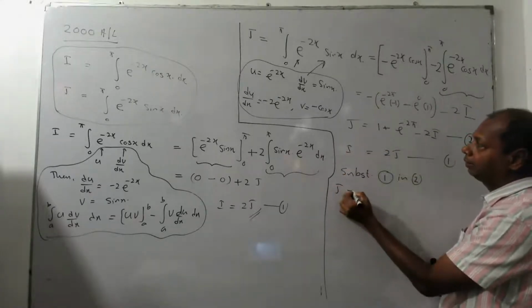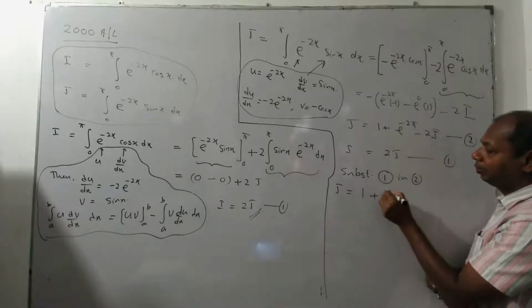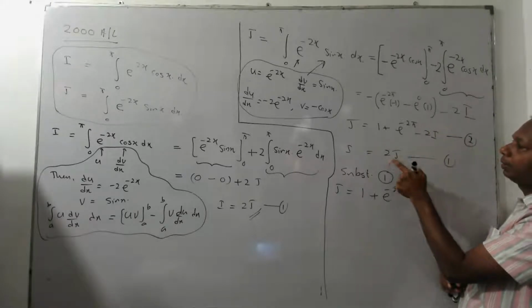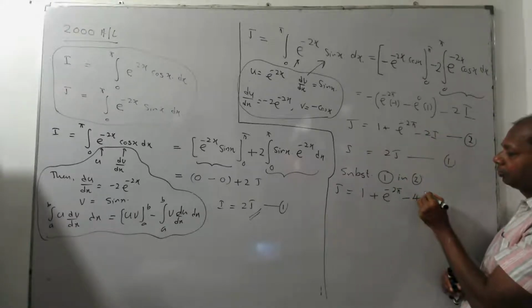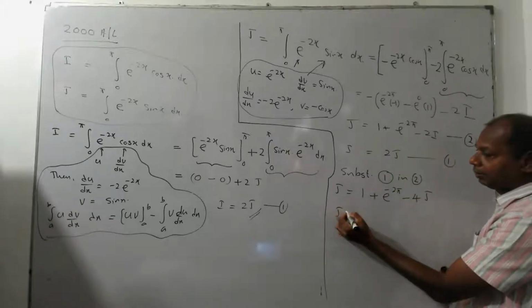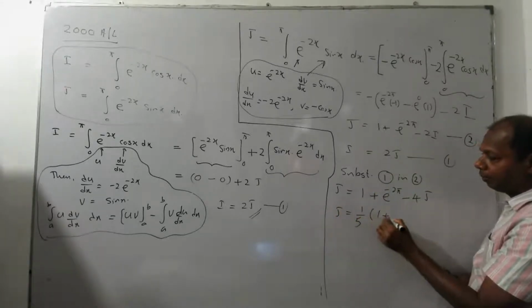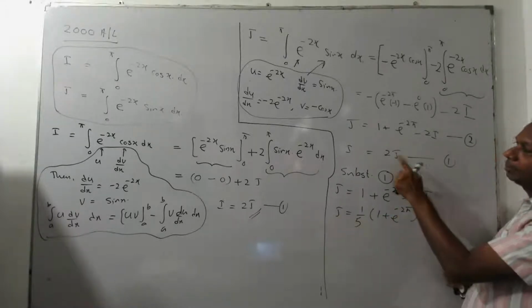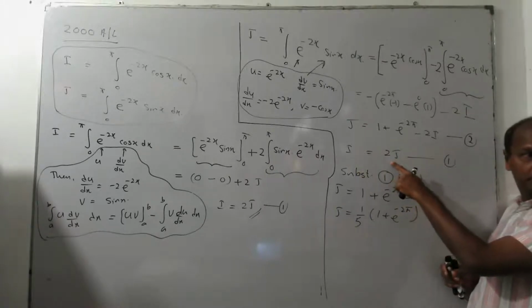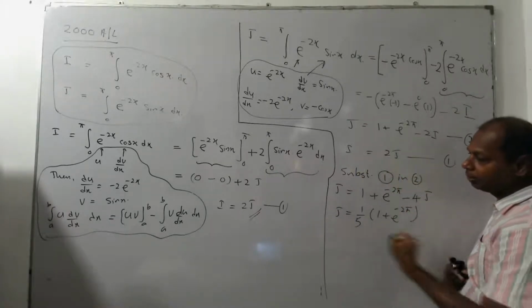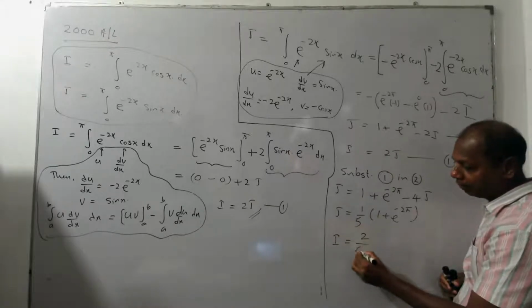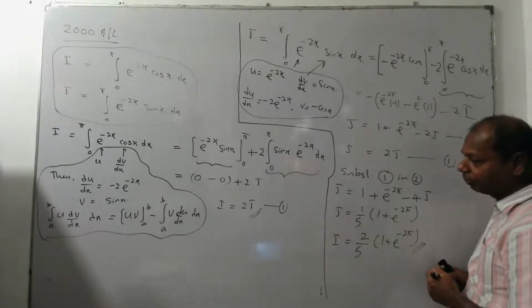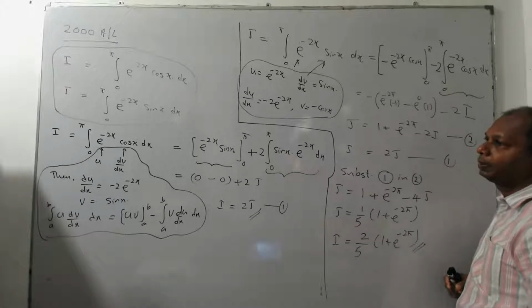You get J equals 1 plus e to the power minus 2 pi minus 2I, 2I. That will give minus 4J. So altogether J will be equal to 1 over 5, 1 plus e to the power minus 2 pi. And from this, I is just twice of that. You multiply this by 2, you get I. I is 2 over 5, 1 plus e to the power minus 2 pi. So, yeah, that's it.